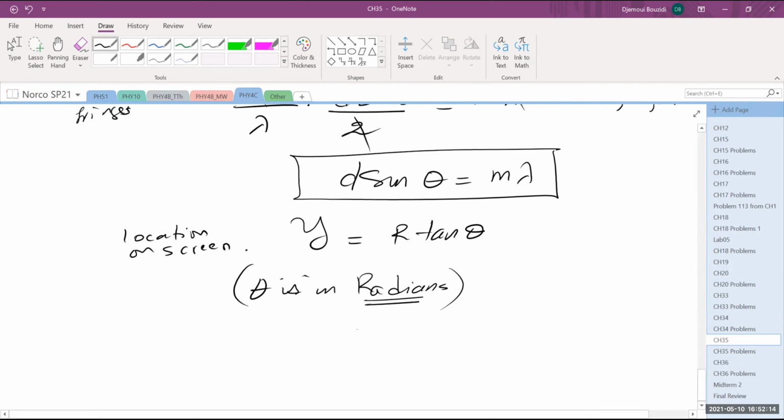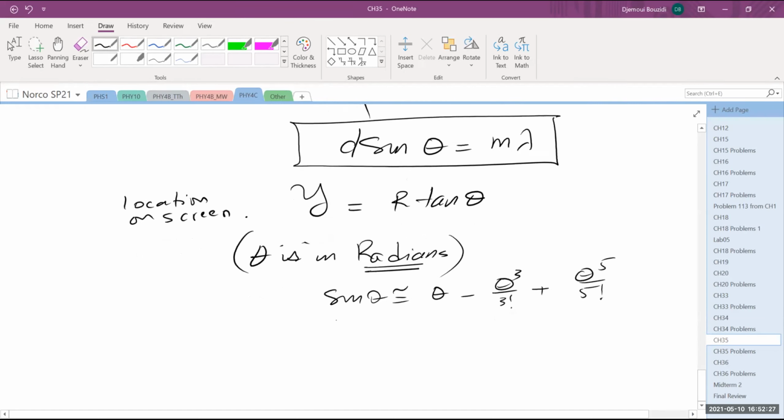Then, if I use the Taylor expansion, sine theta will be approximately equal to theta minus theta cubed over 3 factorial plus theta to the power 5 over 5 factorial, and so on and so forth. Cosine theta will be simply equal to 1 minus theta squared over 2 factorial plus theta to the power 4 over 4 factorial, and so on. I'm going to neglect anything of the order higher than theta squared.